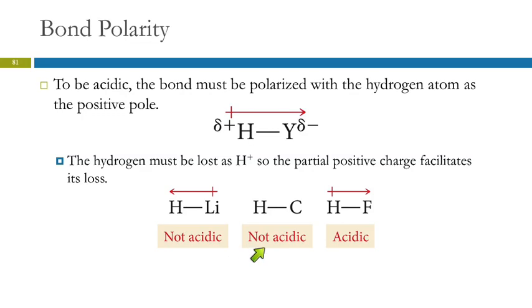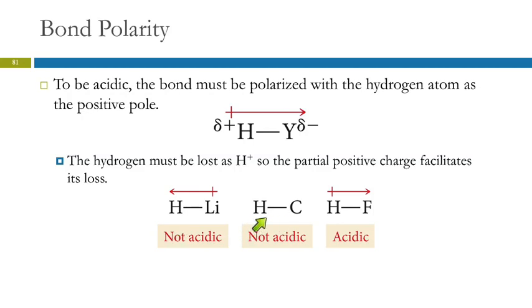So if we look at these three substances here, HLi, well, that is kind of a weird compound. But here, the hydrogen is the negative pole, and the lithium is the positive pole, right? And so this is not going to be acidic. This is not going to lose an H plus ion. It could possibly lose a hydride ion, an H minus, but that's not an acid. So this is no acidic behavior.